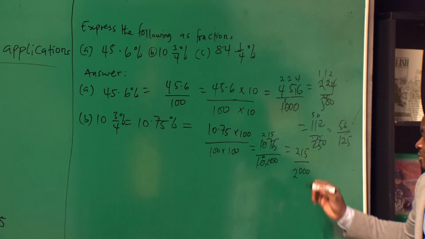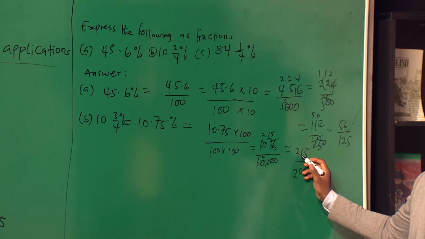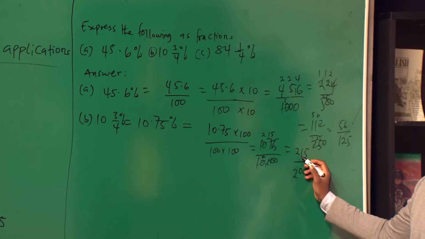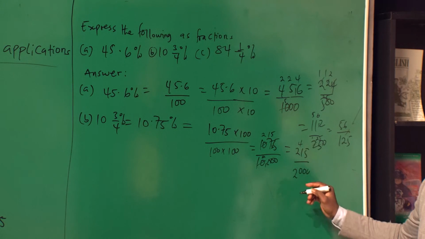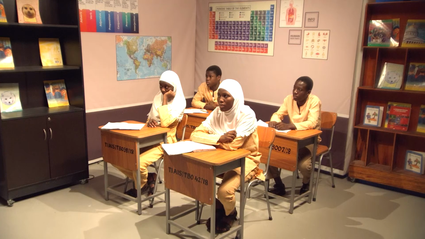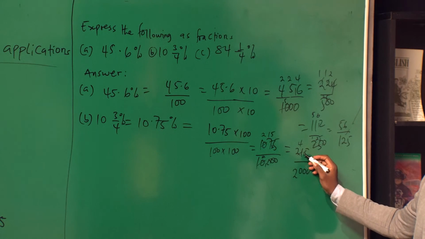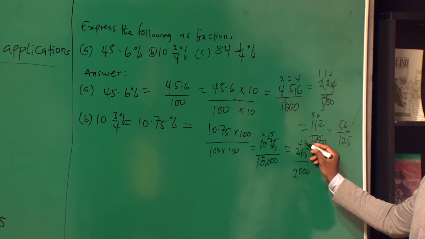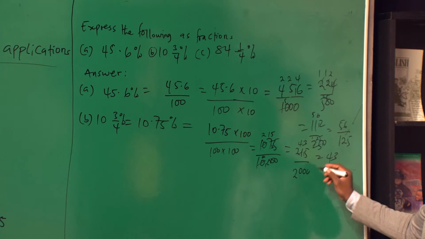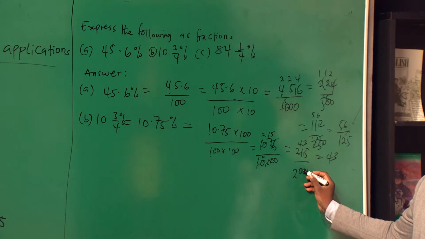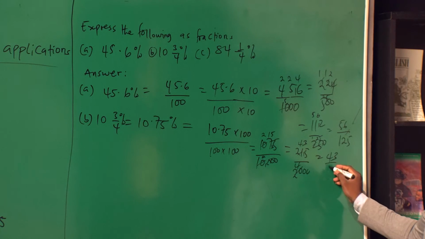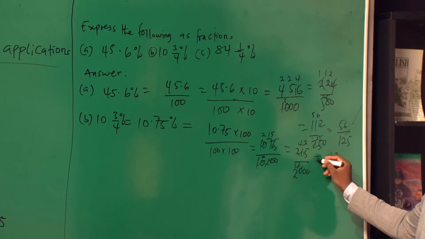Mandia, 5 will go into 2... you see, it can go into 21, so you add the 1 to make it 21. 5 into 21, what do you get? 4, remaining 1. So you add the 1 here to make 15. 5 into 15, 3. So you end up with 43. 5 into 2000, what do you get? 400. So it's 43 over 400. So you see, that's how you do it.